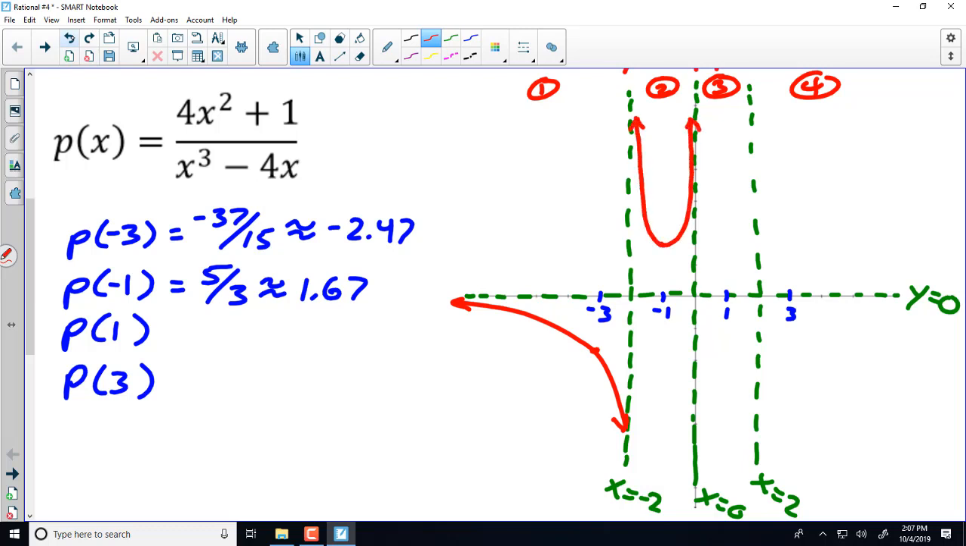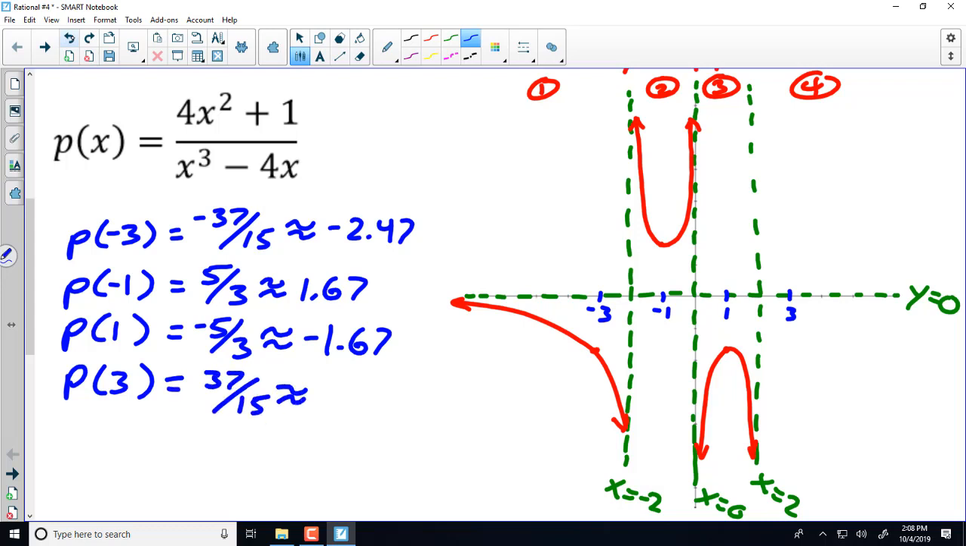It has to, because it can never hit the x-axis. When I plugged in positive 1, I got negative 5/3, which is approximately negative 1.67, which means a very similar shape, but down here instead. And then when I plugged in a 3, I got 37/15, positive this time, which is approximately 2.47. So I have a piece up here as well. That was a little trickier because we had to plot four points, but four points is all it took, and knowing that our graphs hug the asymptotes.